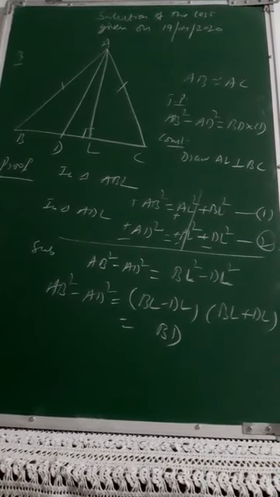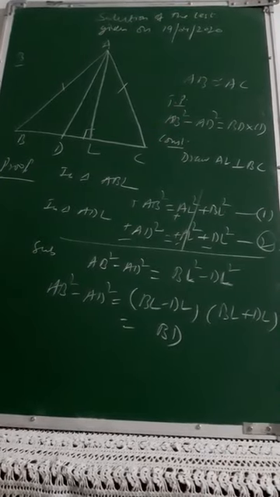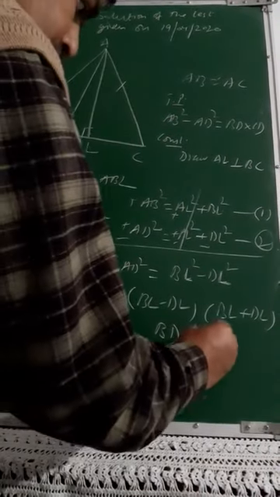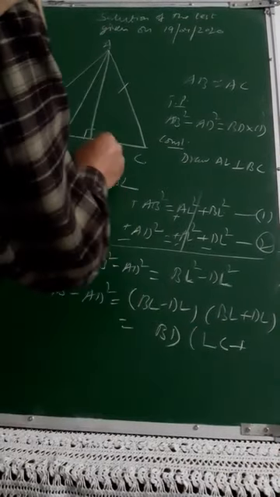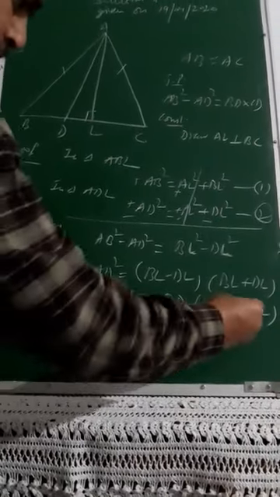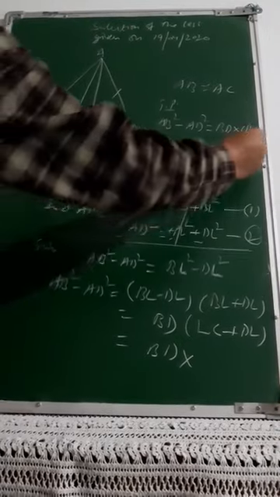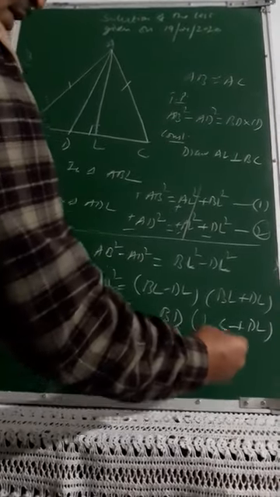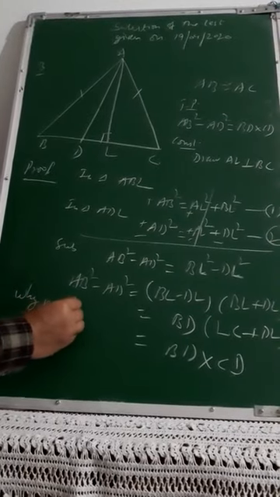BL plus DL. I am replacing this BL here by CL plus LD. Now I will explain it to you. Just wait. BD into CL plus LD, because I am looking for CD, that's why I did this. Why is BL equal to CL?